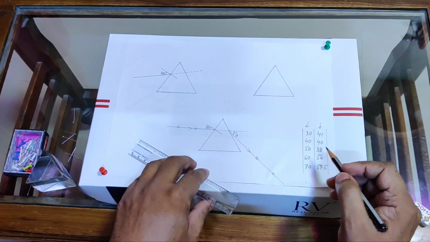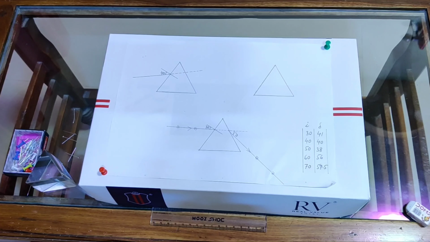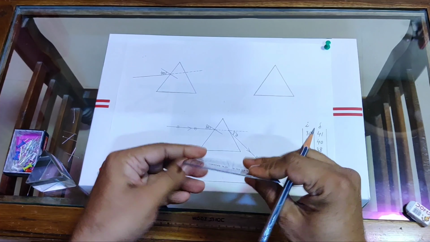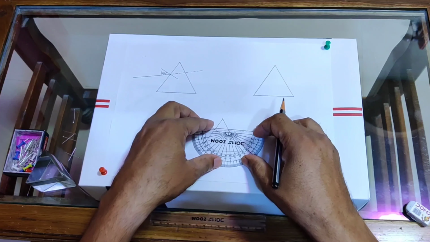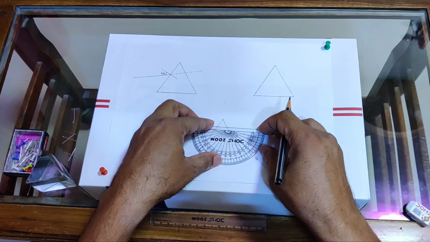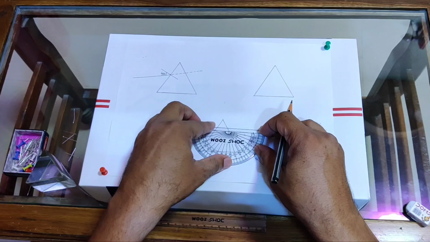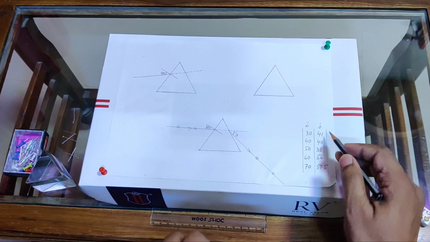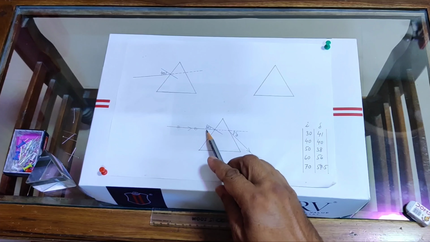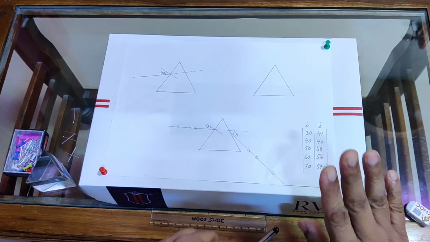Okay, now we have to measure this. When we measure this, we find that this angle is, how much? Yeah, almost 41 degrees. So delta is 41 degrees. When the angle of incidence I is 30 degrees, delta is 41 degrees. This is the first reading.